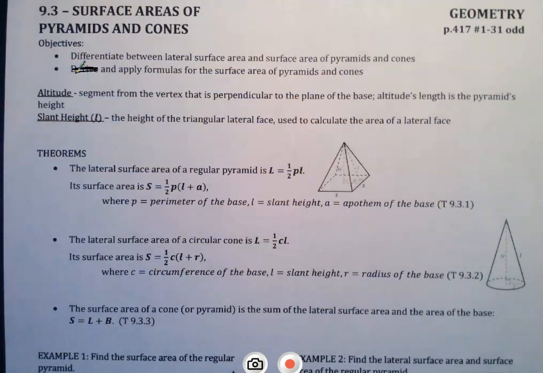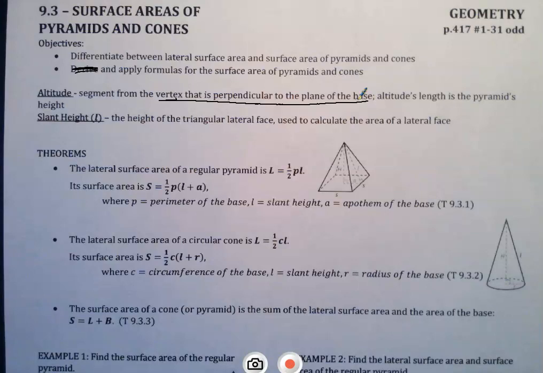Okay, so we're going to apply formulas for the surface area of pyramids and cones. So first up, the altitude. Do you guys remember the altitude? We talked about altitude of triangles and things. Now we're talking about the altitude of a three-dimensional figure. It's a segment from the vertex, because we're talking pyramids and cones, so there's one vertex. It's from the vertex and it's perpendicular to the base, or to the plane of the base. The altitude's length is the pyramid's height, is another thing to think about.